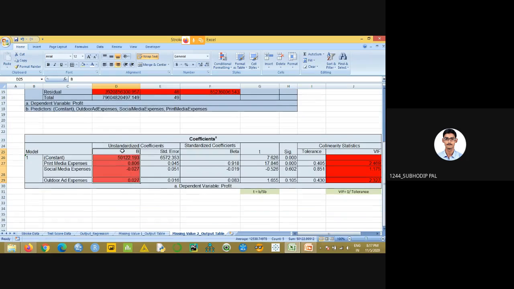What is the significance or use of this B value? Not beta, B value. Simple answer: using this B value, I can easily write a regression equation. That is the answer. So from the coefficient table, if you know all the B values, you can directly write the regression equation.